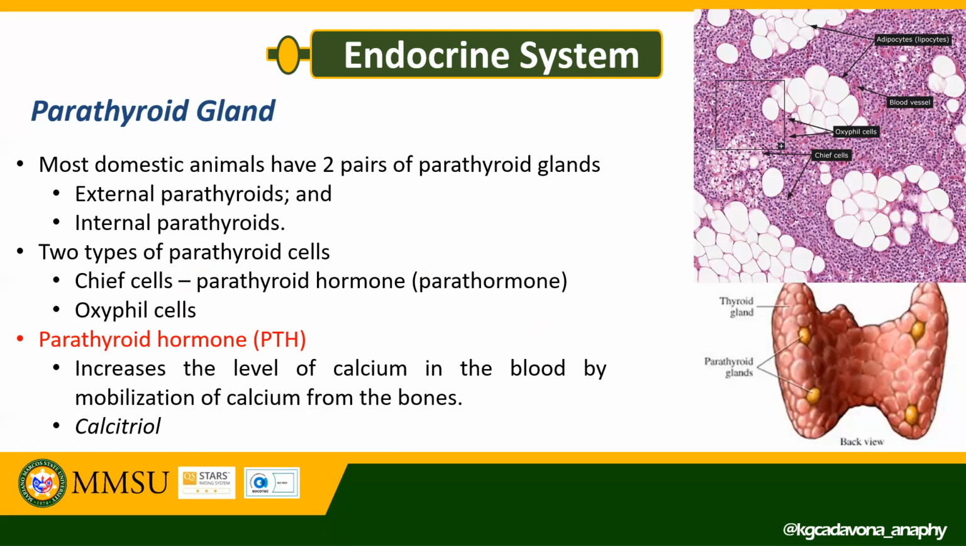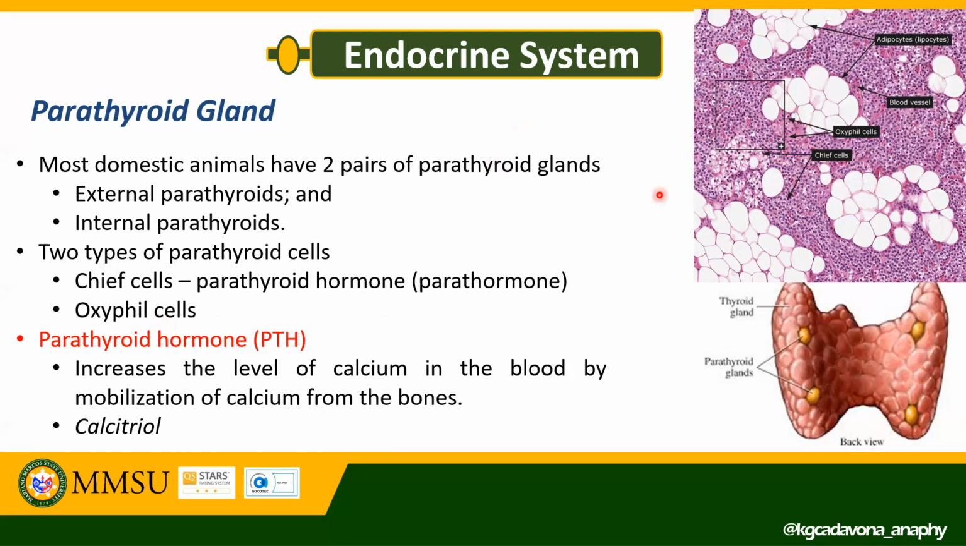Usually these chief cells are small and dark, as you can see in the picture. These cells are mainly associated with the production of parathyroid hormone, or PTH, also called parathormone. For the other cell type, the oxyphil cells, based on the structure in the picture, the less numerous oxyphil cells are larger, with granular cytoplasm and a small dark nucleus.